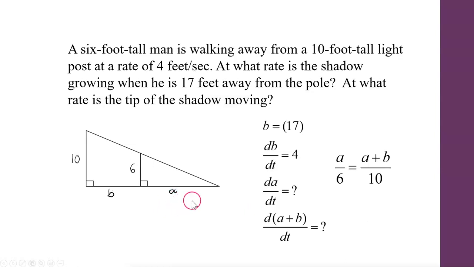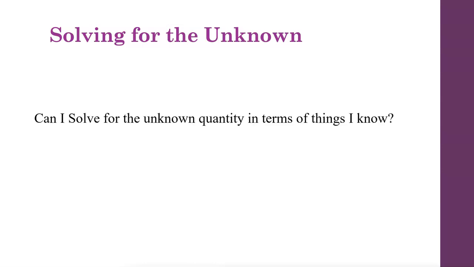So we've set up a ratio of the sides of the small triangle, A over 6, to the sides of the bigger triangle, which would be A plus B and 10. Right? So A over 6 equals A plus B over 10. Right? So the next step, now that I have an equation that I can use, is trying to solve for the unknown. So the question I want to ask myself at this point is, can I solve for the unknown quantity in terms of things that I know?